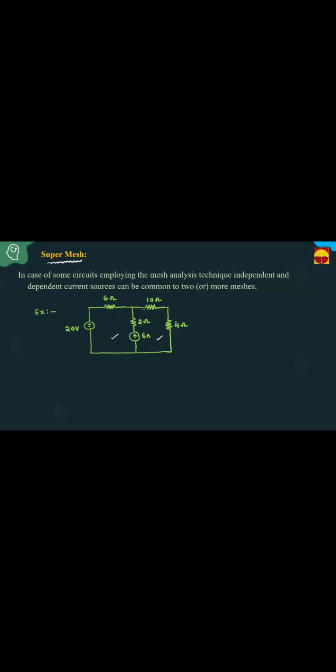In super mesh analysis, first consider the current directions, either clockwise or anti-clockwise. I'm taking clockwise. In this mesh I take I1. If the current source is common to two or more meshes, then you go for super mesh analysis. And in this mesh you take I2, either clockwise or anti-clockwise. Across this we apply the super mesh. How to apply it? I will explain.